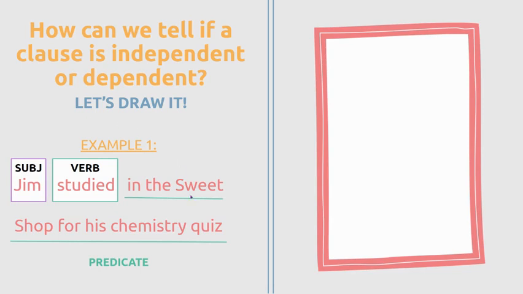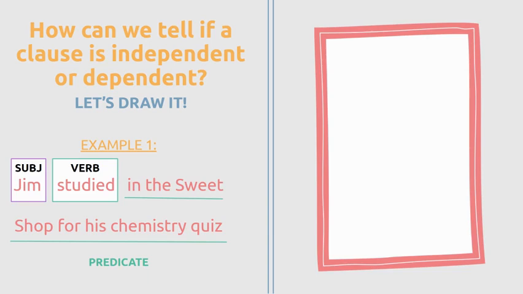And how we know that this is all a predicate is that we don't have another verb. So in the sweet shop for his chemistry quiz, we don't have another action happening, which means this verb starts the rest of this predicate, which means we have a clause. Now we need to determine if it's independent or dependent. So we're going to draw it. Here's my little beautiful drawing over here. And every image you see, I drew by hand because I'm an artist, right?